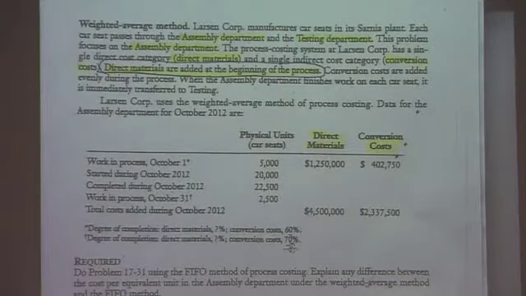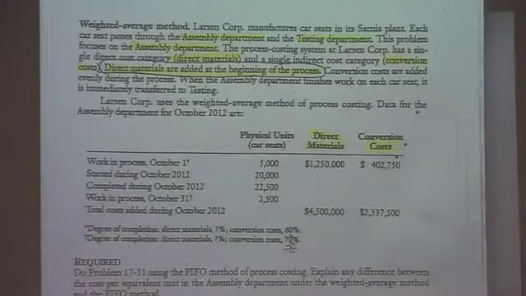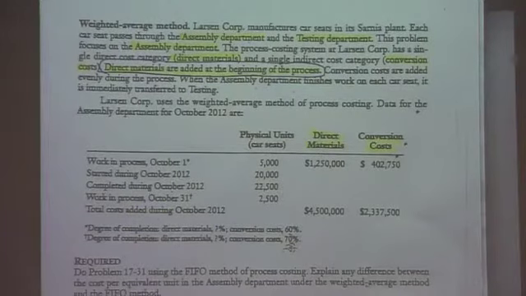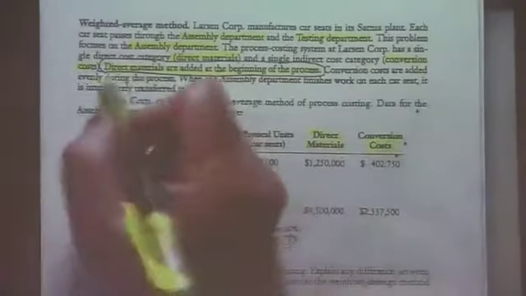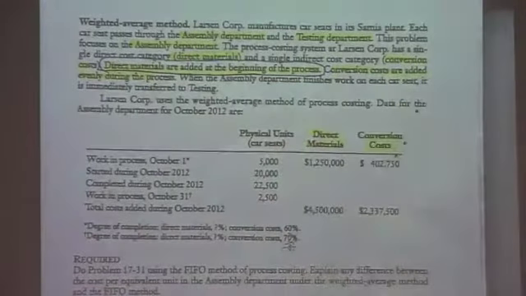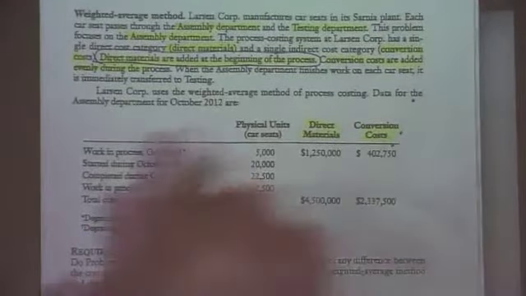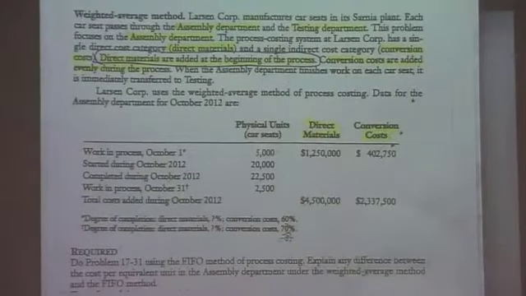So you'll see the different assumptions will lead to a different formulation, but the 5 steps that I'm going to show you are exactly the same. Conversion costs are added evenly during the process, which means that if it's 60% complete, we're going to assume that 60% of the conversion costs have been incurred, have been billed, have been added to the actual product. That's another important assumption. Now, this is the data that relates to the month of October.